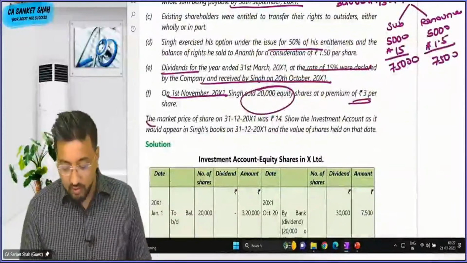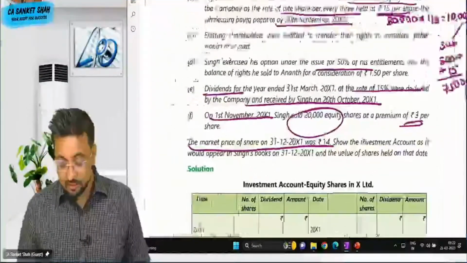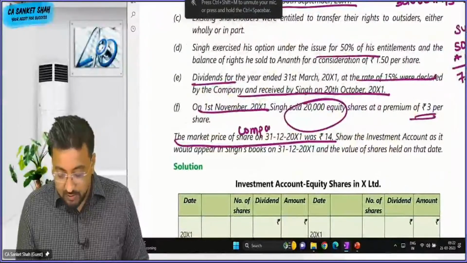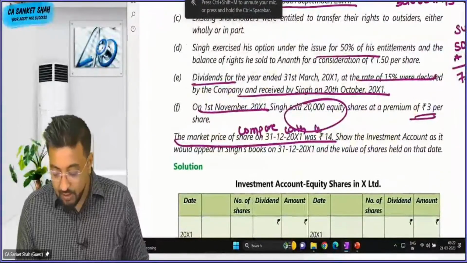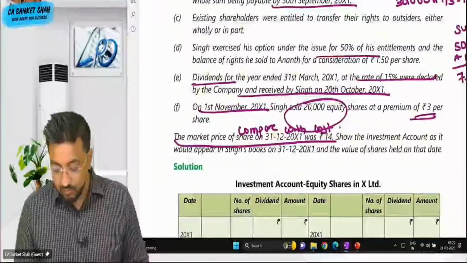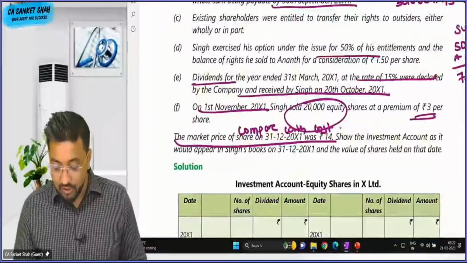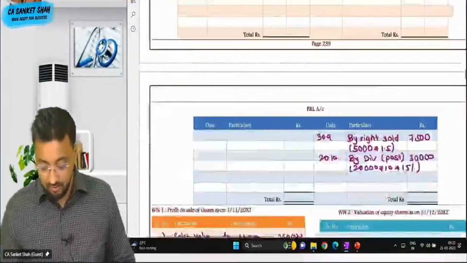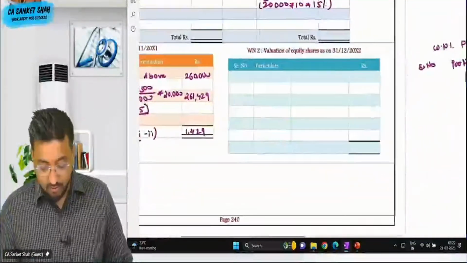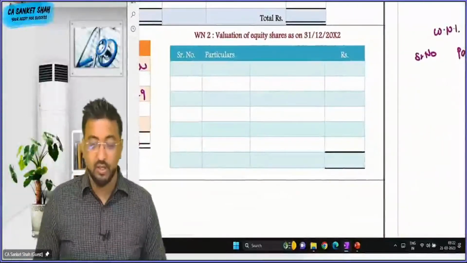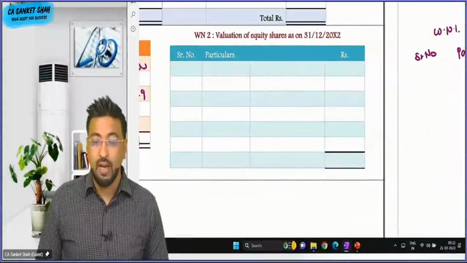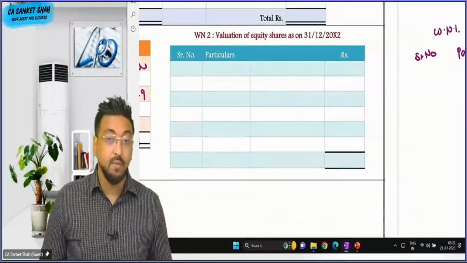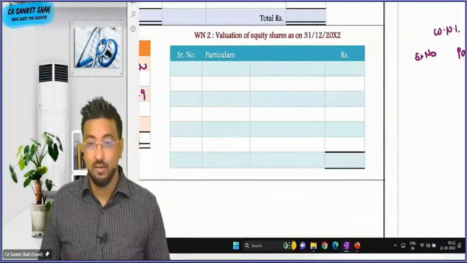Now, this is very important. Market price of share, compare with cost per share. Compare with cost. And whichever is lower, you will consider. So, working note mandatory. Valuation of equity share. Write down the pro forma. Valuation of equity share is on 31st of December.